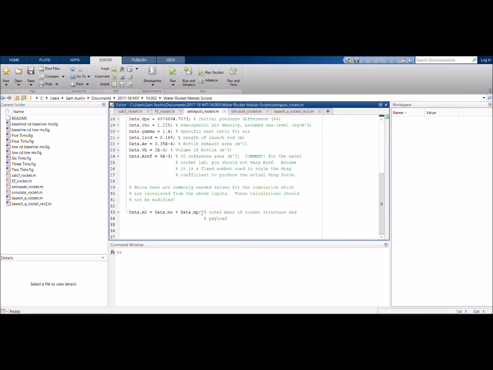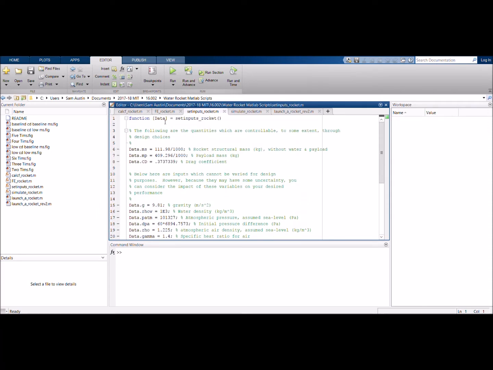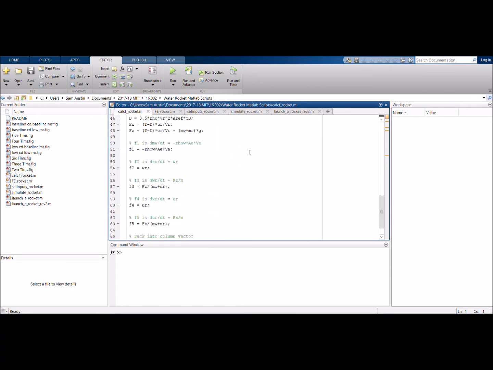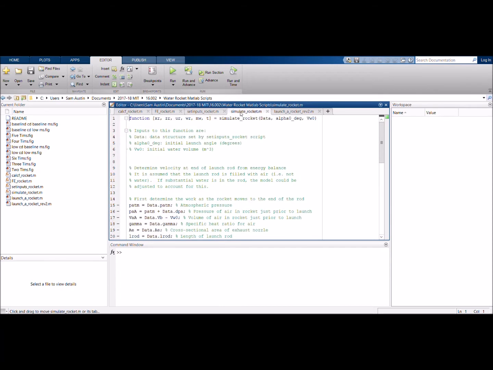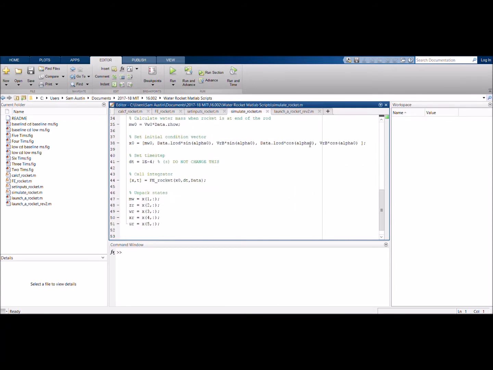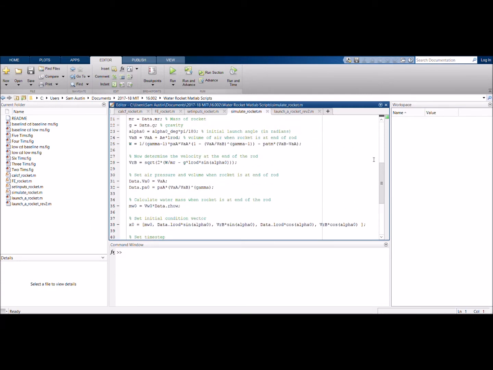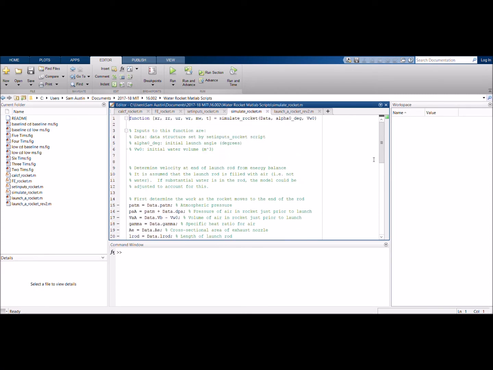Now the main simulation happens in these 3 scripts. The first one being FE rocket, which computes the force at every given time. Then the calc F rocket function and the simulate rocket function work together to compute the distance traveled at each time step, and then sum up those distances traveled to obtain a large matrix consisting of all the time steps in the output, which we'll see here in Launch a Rocket Rev 2.